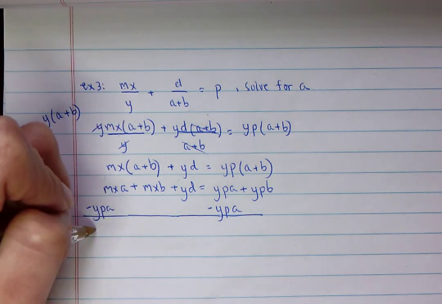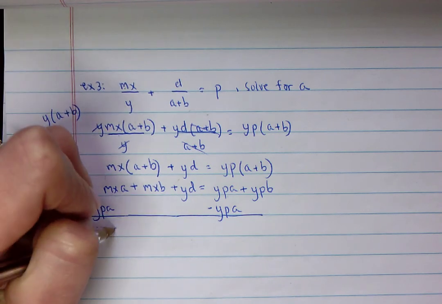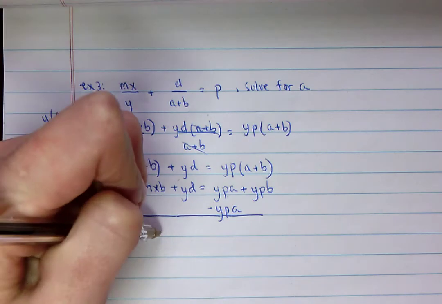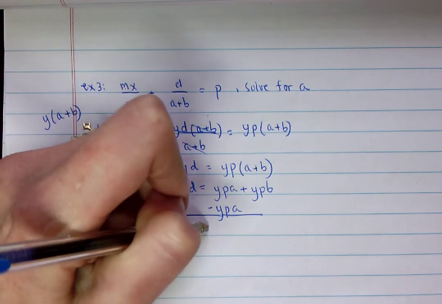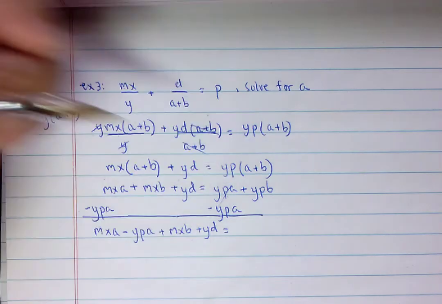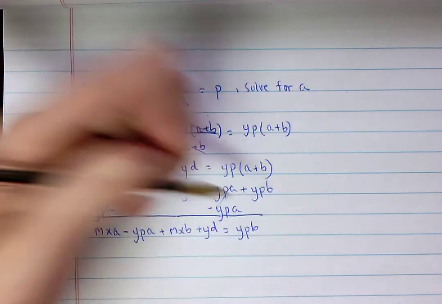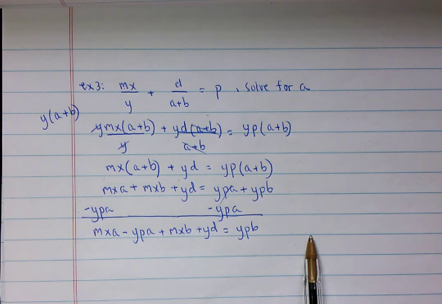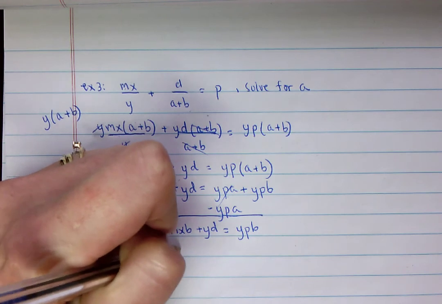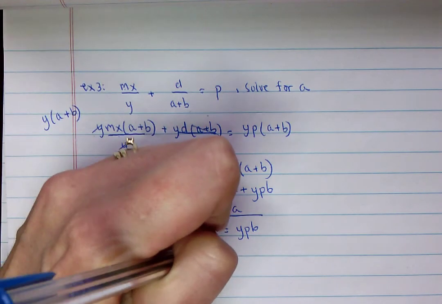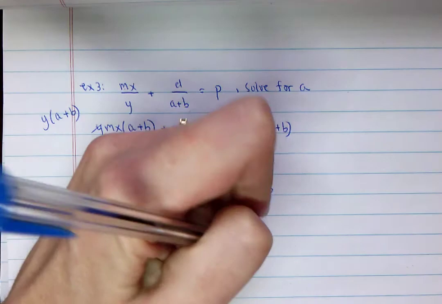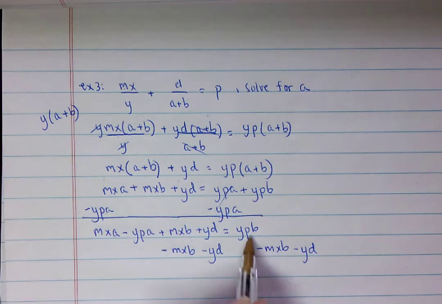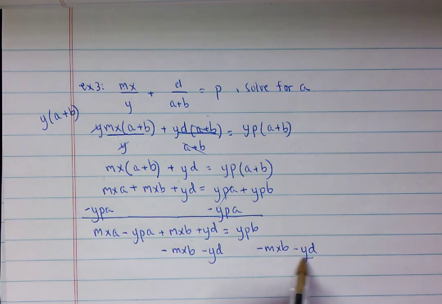So I'll put this positive one first: m x a minus y p a plus m x b plus y d equals, this one cancels, y p b. And now I'm going to move both of these over on the right side. I'm actually going to do that in one step here. I'm just going to show that I'm subtracting both of them from the left, and I'll subtract both of them from the right. Again, I'm moving them off to the side because they're not like terms with these other ones.